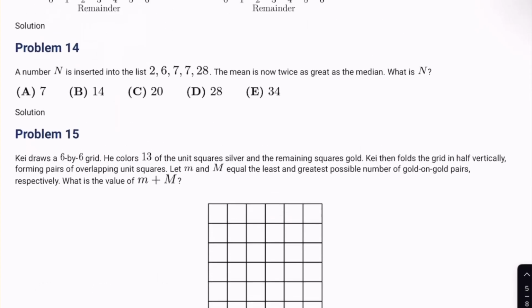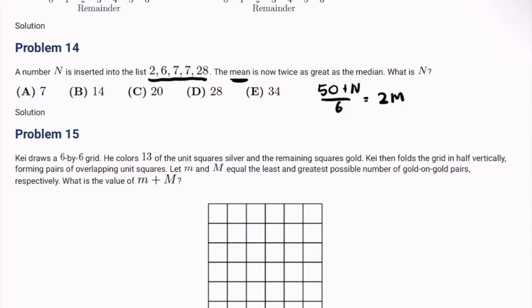A number n is inserted into the list 2, 6, 7, 7, and 28. The mean is now twice as great as the median. What is n? Okay, let's first sum all these numbers so it's easier to find the mean later. 2 plus 6 is 8. 8 plus 7 is 15. 15 plus 7 is 22. 22 plus 28 is 50. So (50 plus n) over 6 will be 2 times the median. Let's just call that n.